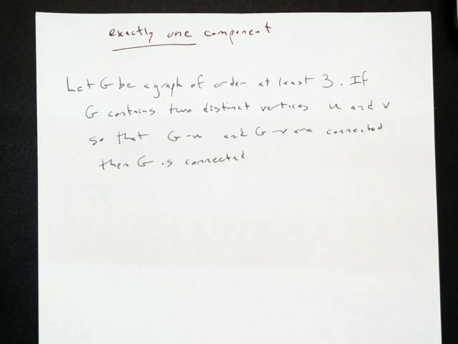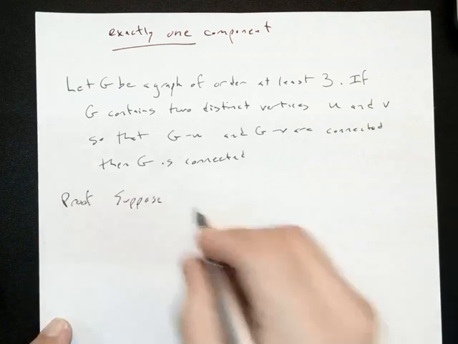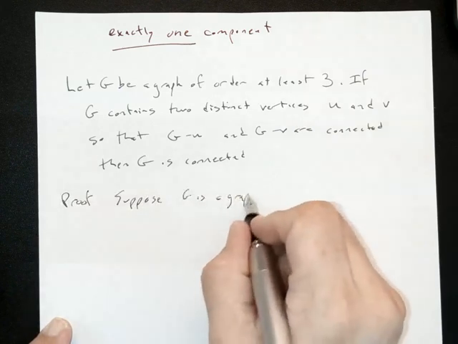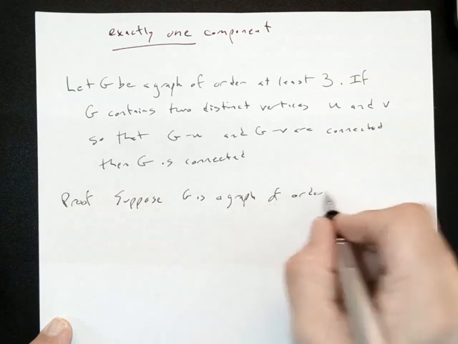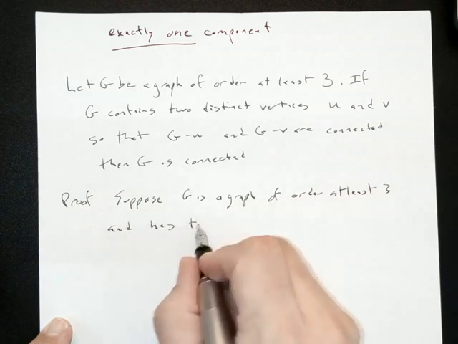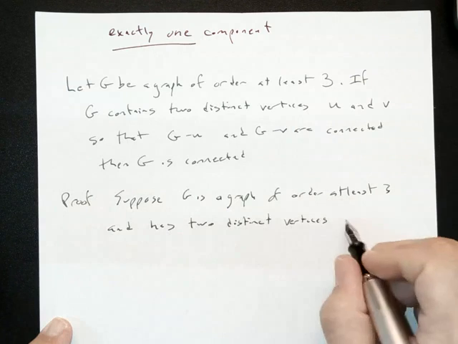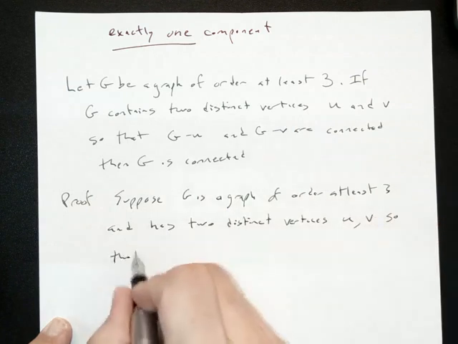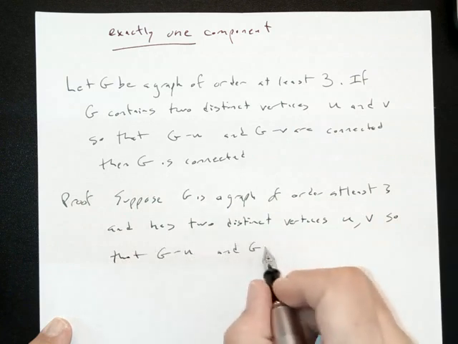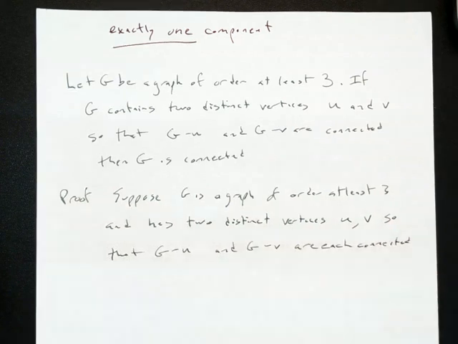All right, this is an if-then. If we have 2 distinct, let's do this as a direct proof. We're going to work the if-then straight through. Suppose all of that garbage is true. G is a graph of order at least 3 and has 2 distinct vertices U and V, so that G minus U and G minus V are each connected. So that's where I'm starting.